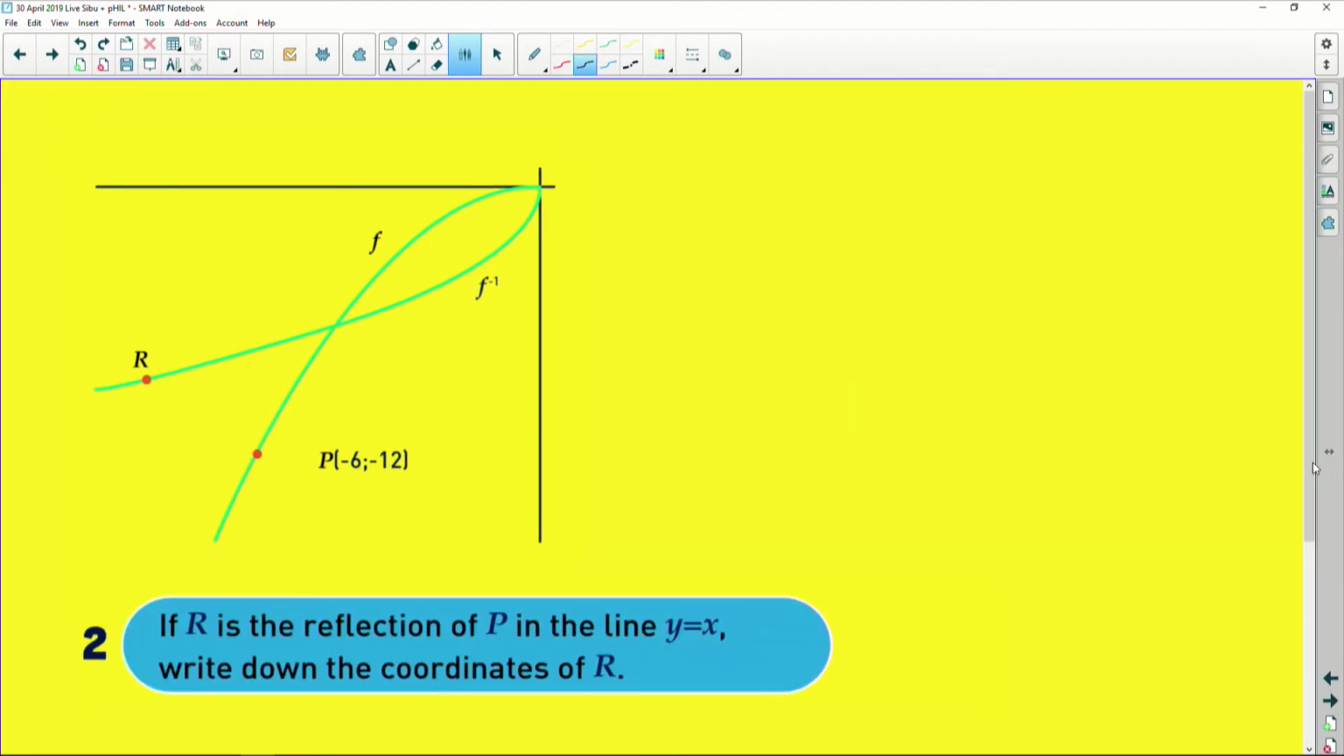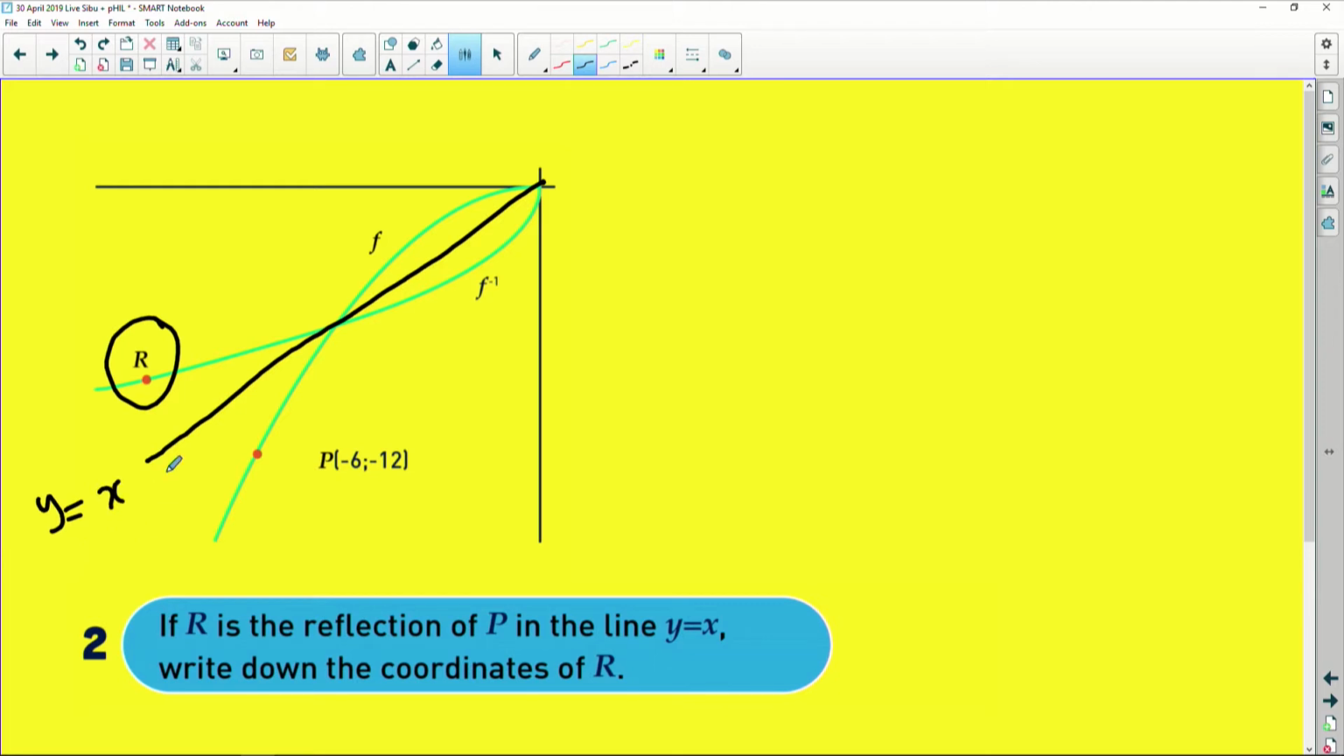The second part says to us, if r is the reflection of p in the line y equals x. So there's a line y equals x. If you allow me to draw it, the line passes where the lines meet all the way up to there. So if this point r here is the reflection of p about that line y equals x, what will the coordinate of r be?